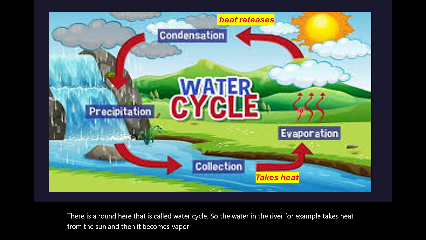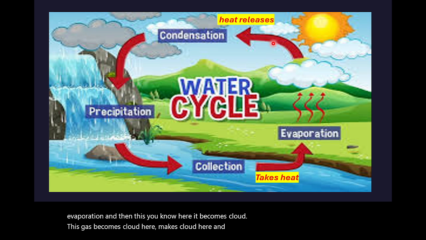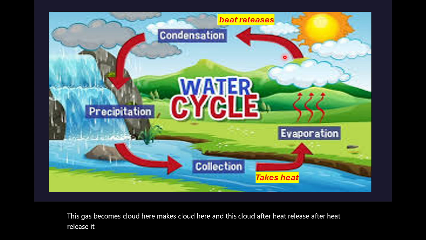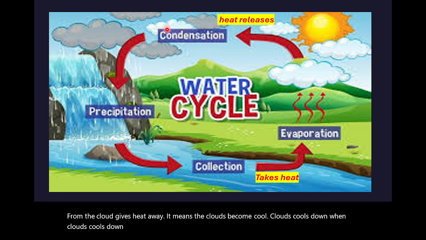vapor, gas. We call this process evaporation. And then here it becomes cloud. This gas becomes cloud here. And this cloud, after heat release, it means after giving the heat away, the clouds become cool. Clouds cool down.